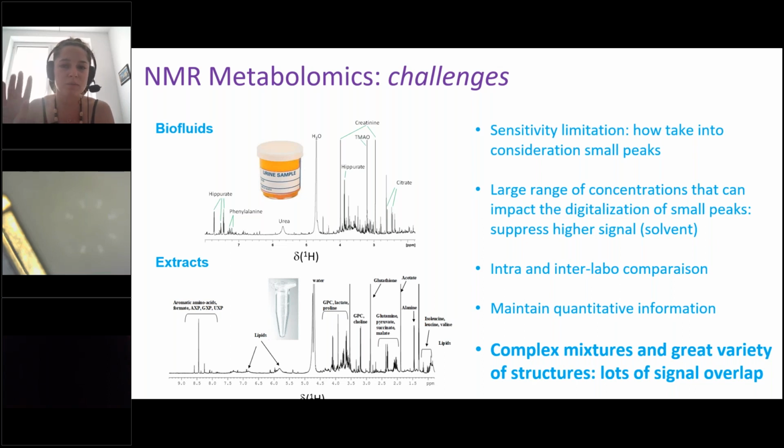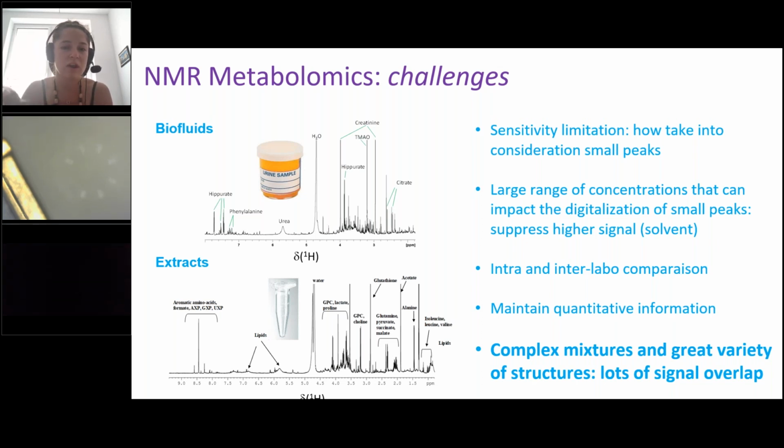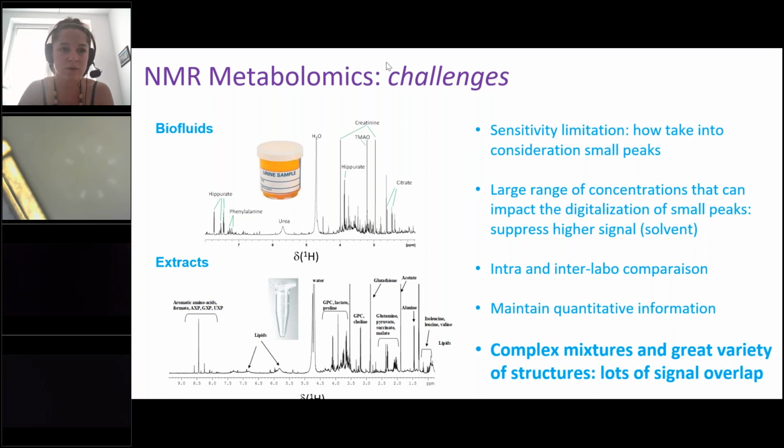But we are dealing with all that, and also with the fact that, because we are looking in metabolomics at complex mixtures, we are looking at a great variety of molecular structures, which give us very crowded spectra with a lot of signal overlap.